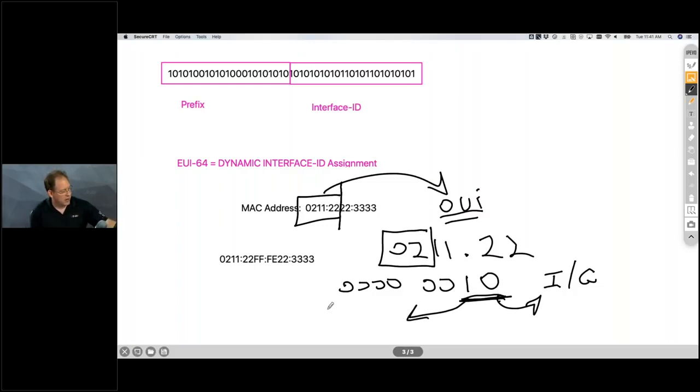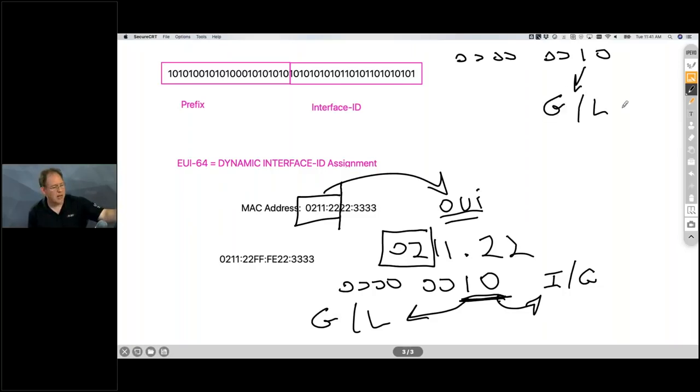That is called the global local bit. So let's just put this up here. So 0000, 0010. So right here, we're talking about the global local bit. Sometimes it'll be called the universal local bit. But what that means is that, actually I probably should have set that to a 0 because by default it would be a 0. If it's a 0, that means this MAC address is unique. Nobody else has it. It belongs to your NIC card.